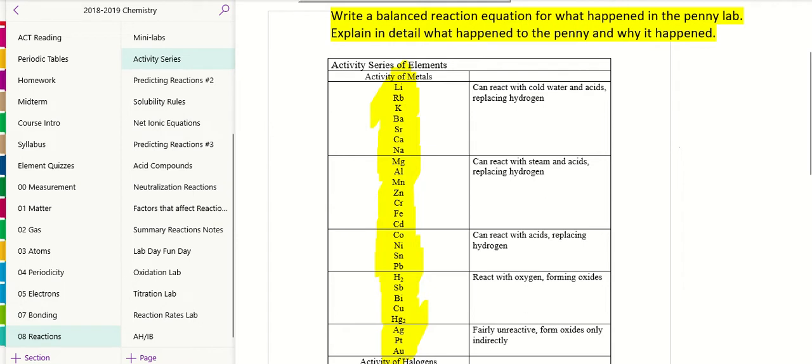Okay. So what type of reactions are we talking about here? You guys have just done all this predicting and classifying, right? You were predicting synthesis reactions, decomposition reactions, combustion reactions, but this lab, what type of reaction were you doing?